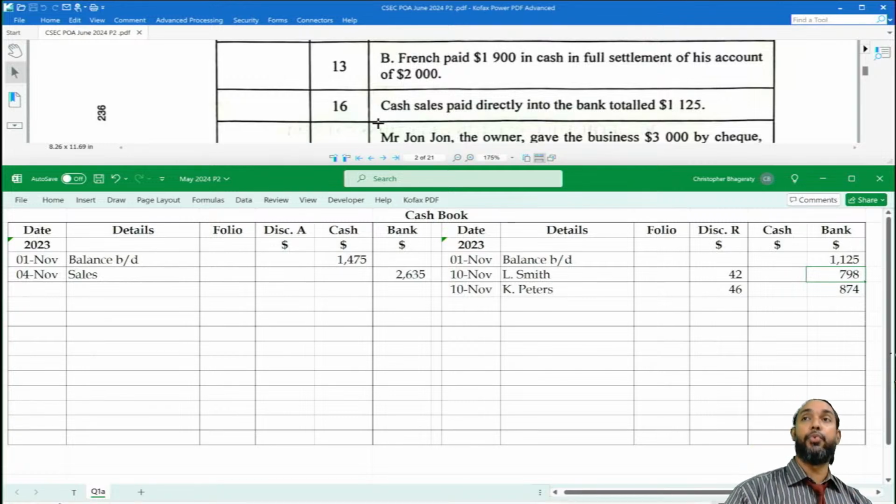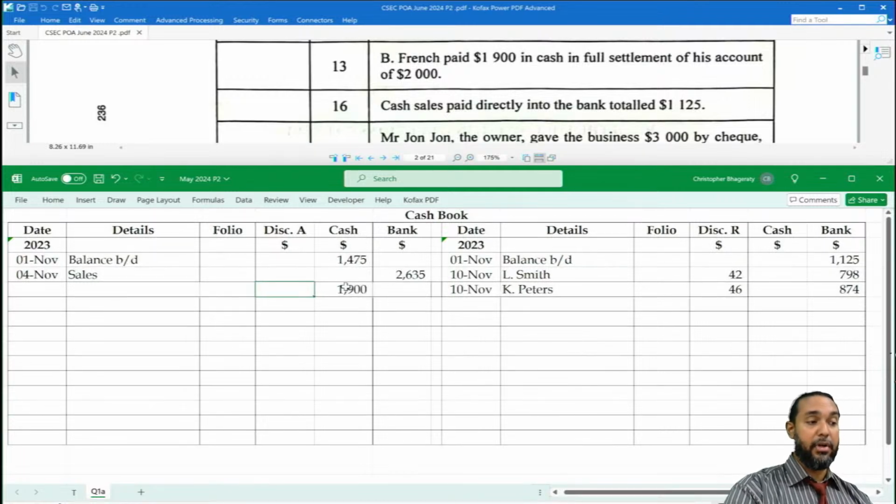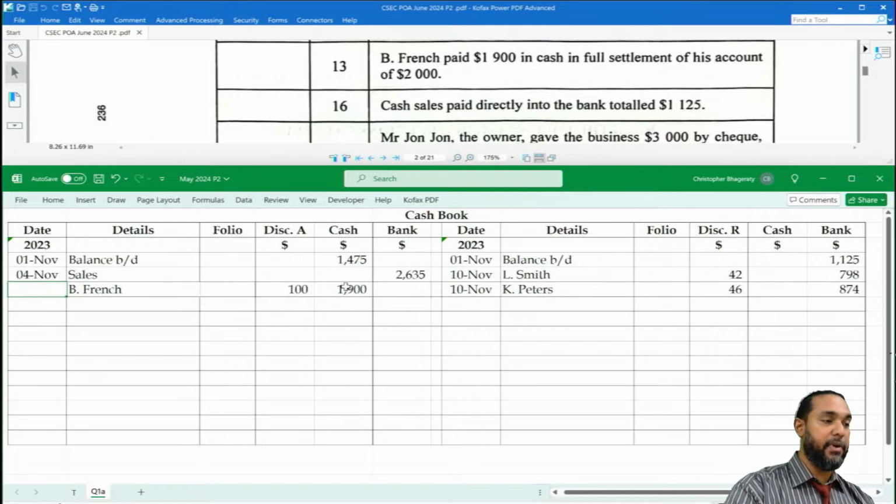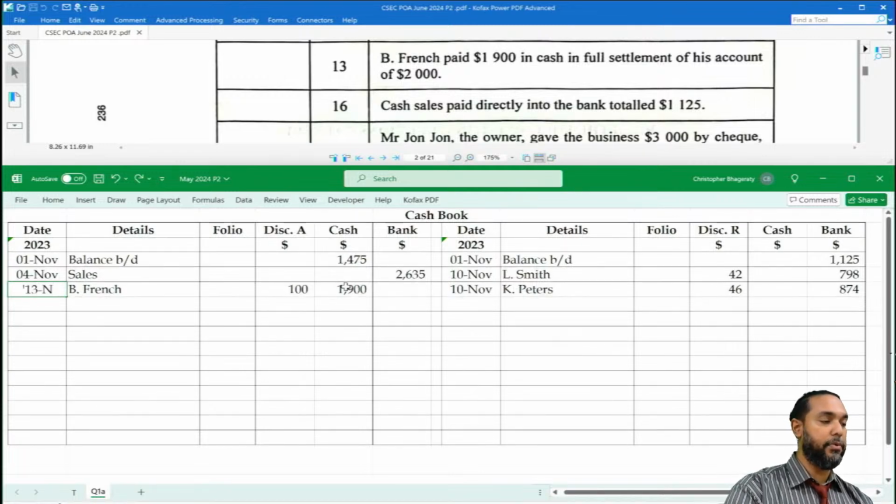Now, he's paying us, so we are getting money. So our money is going which way? Up or down? Up. Our money is increasing. Now, how did he pay us? By cash or by check? By cash. So cash is good. Cash is an asset. And assets increase with debits. So on the debit side, under the cash column, you're going to put 1,900. Under the discount allowed column, 100. Sorry, 100. My bad. And then you're going to put B French, because that's where it came from. And that's, of course, the 13th of November.